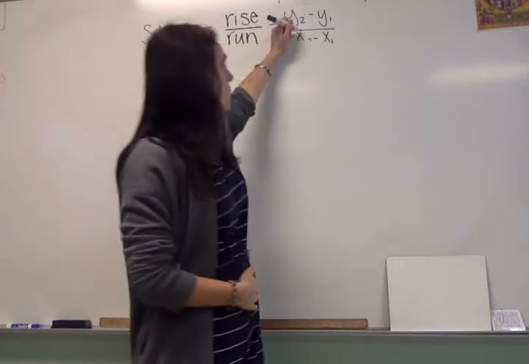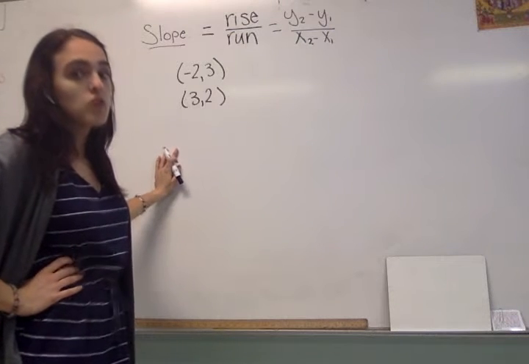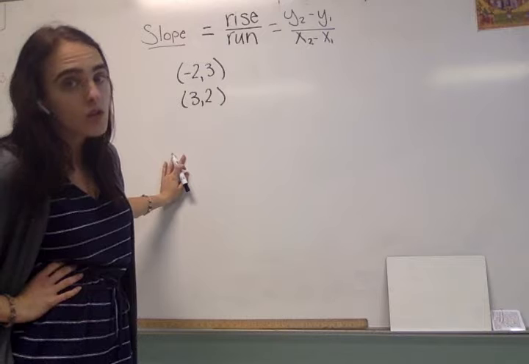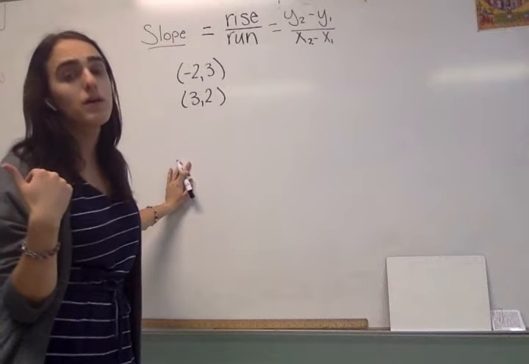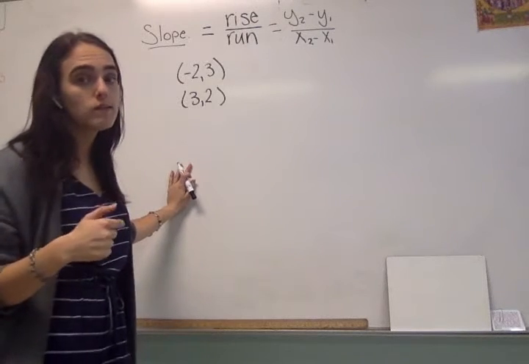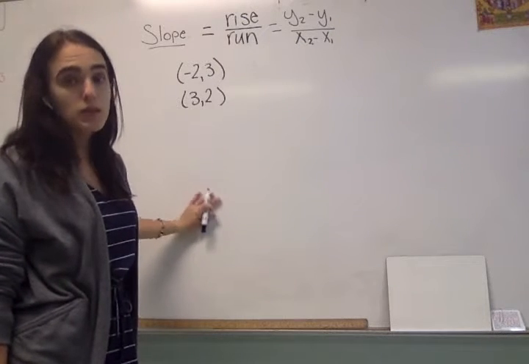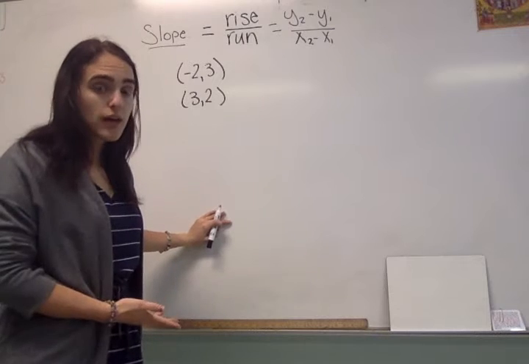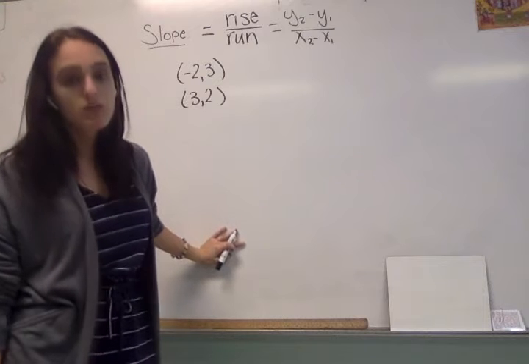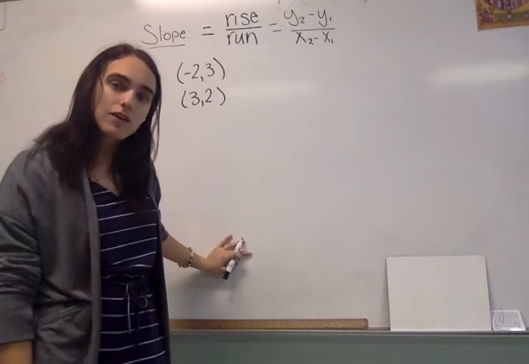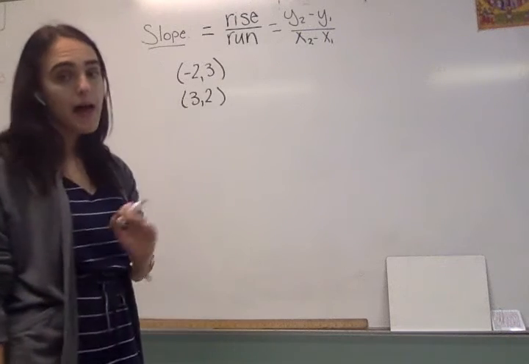y2 minus y1 over x2 minus x1. So we need to decide which coordinate pair is going to be x2 and y2, and which coordinate pair is going to be x1 and y1. The way I usually do it is I pick the one with the bigger numbers to make y2 and x2, because I don't want to have to deal with negative numbers. It's a really helpful tip for you. Pick the ones with the bigger numbers so that you don't have to deal with negative numbers in your slope. That'll become a headache as we move on.